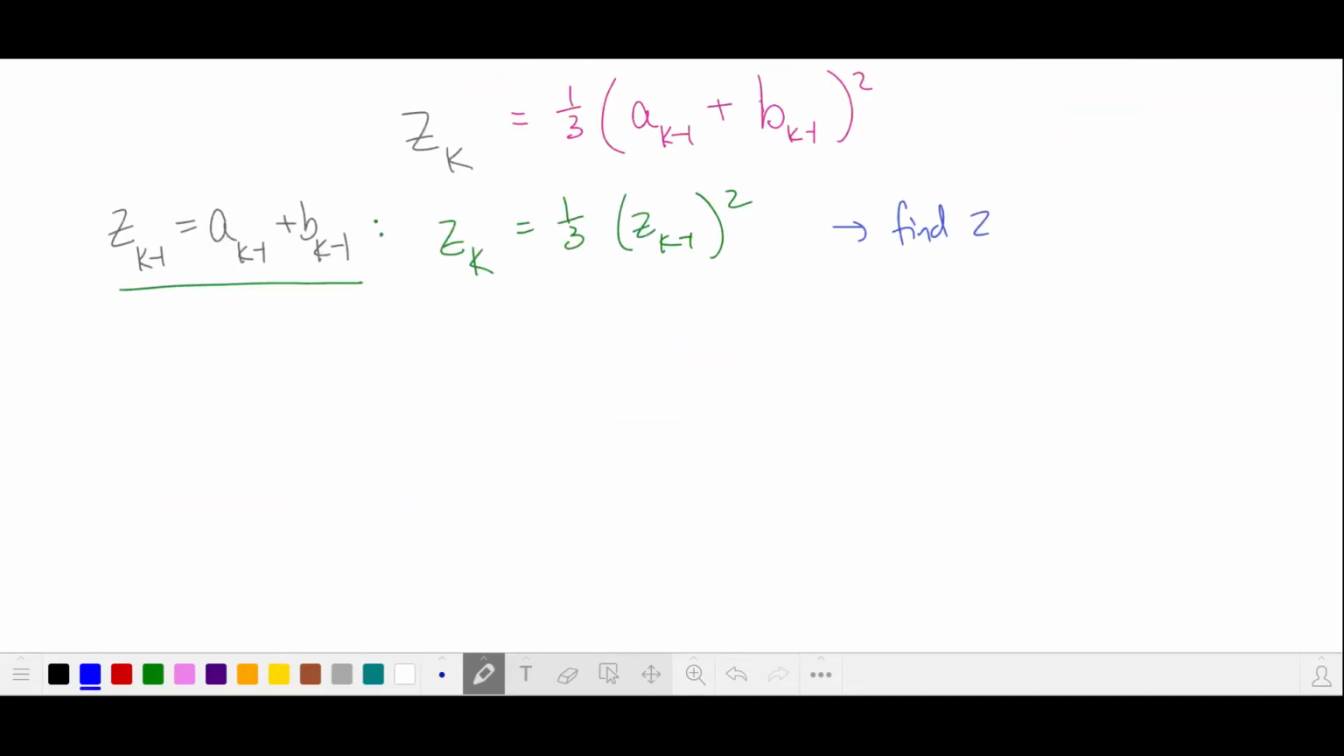And we want to find z sub 2025. So we'll take this step by step. I'll replace z sub k minus 1 with 1/3 of the square of z sub k minus 2.